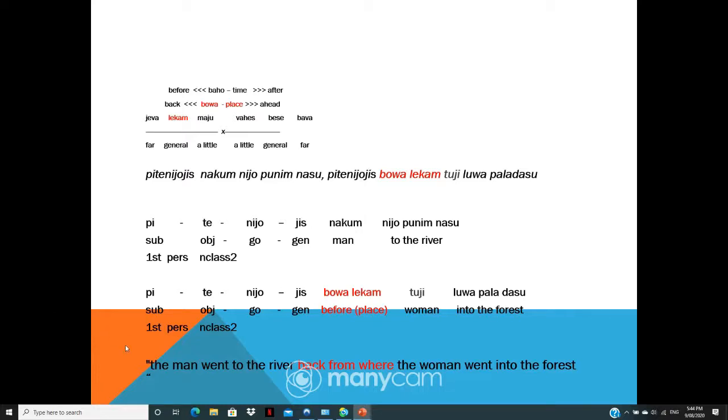Okay, now you can be judicious about your translation because what we want to emphasize here is that we're talking about before in terms of place rather than time. The man went to the river back from where the woman went into the forest. If you think of it on a map, the river is probably going to be located before where the forest is located.